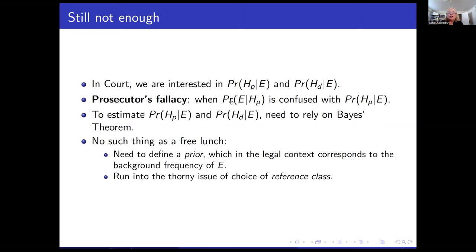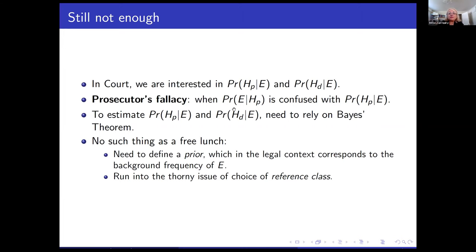Notice that these are really the conditional probabilities of interest. There is something called the prosecutor's fallacy, which is confusing, reversing these conditionals: confusing the probability of observing the evidence under the hypothesis of same source with the probability of same source given the evidence we have observed. This happens all the time in court, and because it happens so often, it has its own name.